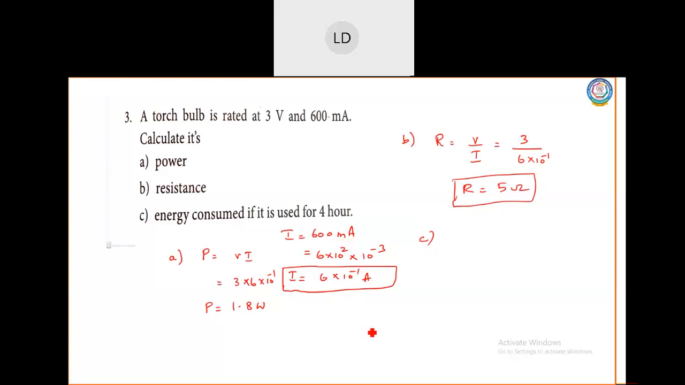Next is energy consumed. So energy formula is power into time. Power we have already found out. Power is 1.8, time they have given is 4 hours, so it is 4. So the answer is 7.2. Now the answer I am going to give as watt hour. So energy is 7.2 watt hour. So we have found out the answer, direct substitution of the formula. It's a very easy sum, right?